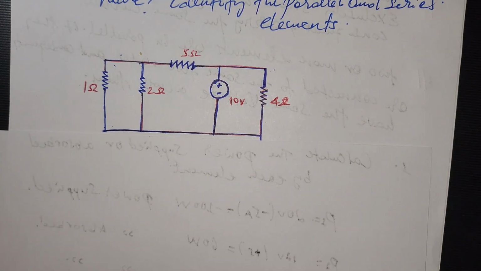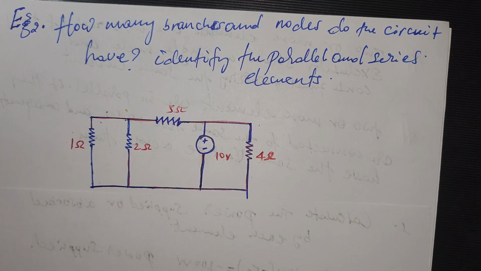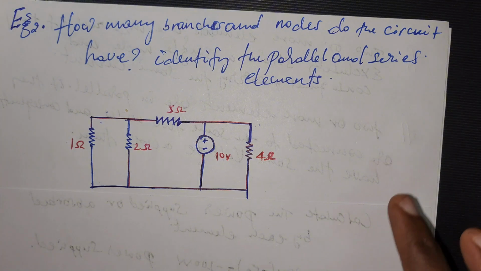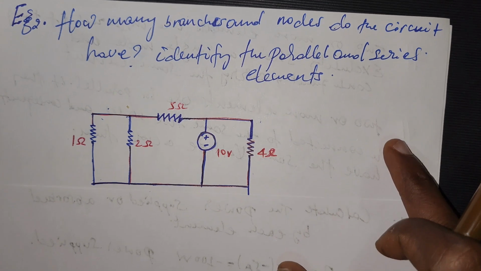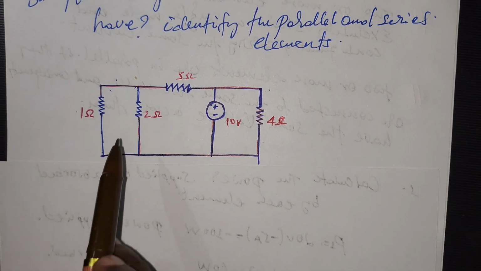Okay, guys, let's solve these problems. The first problem asks us to find the number of branches, nodes, and loops, and to identify the parallel and series elements of this circuit. The first circuit is this one.